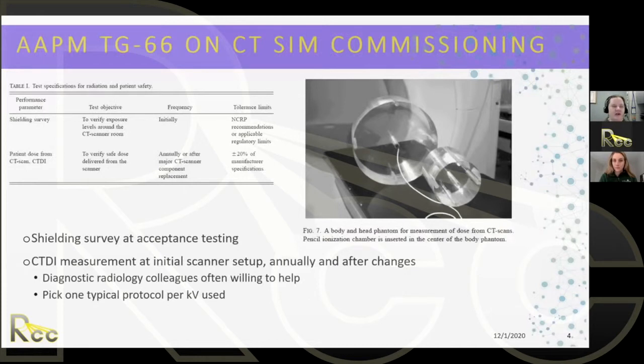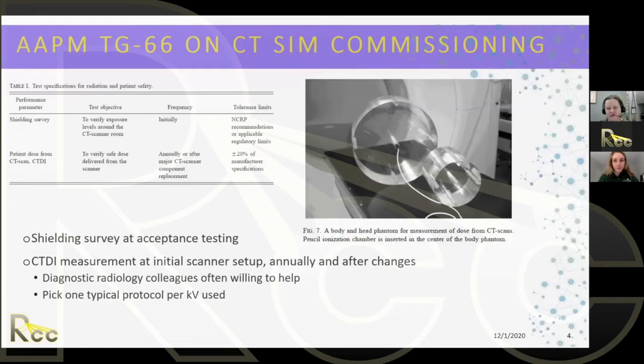AAPM has a task group with good information on CT simulator commissioning, and an update of this task group is in progress that should come out in a year or two. The first thing you're going to do when you commission your CT scanner is a shielding survey, as we do with our Linacs, to verify that exposure levels are within the regulations in your country. Then we also do the first patient dose measurement, the CTDI, to verify the dose delivered from the scanner.